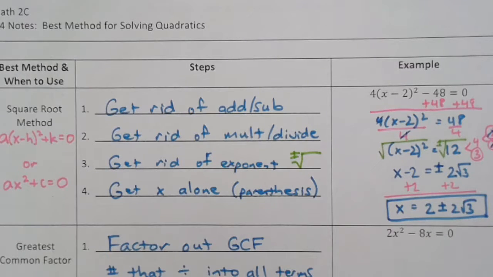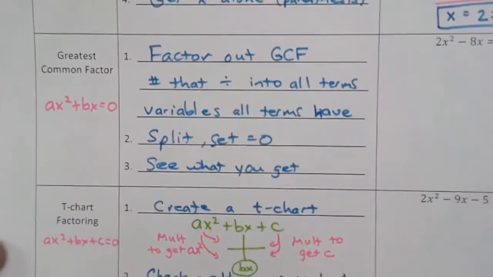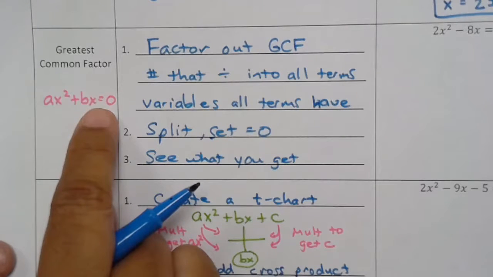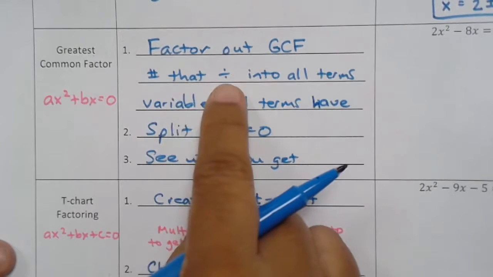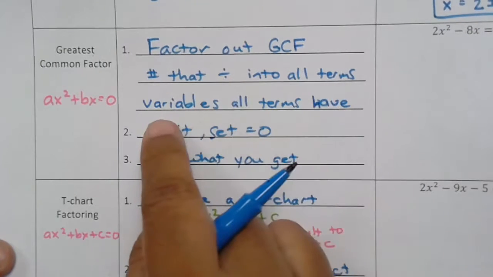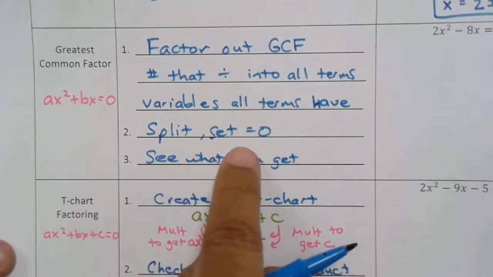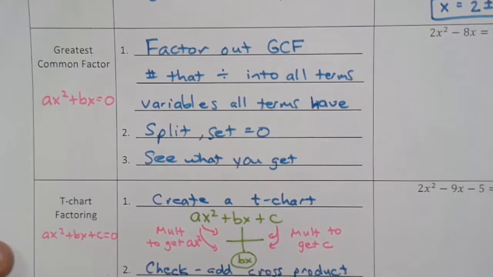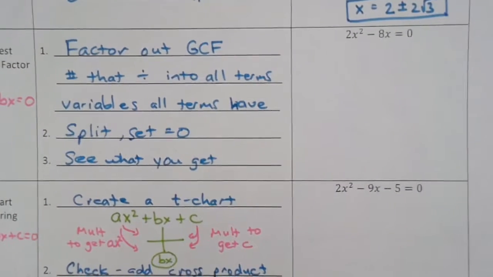All right, greatest common factor. Let's go ahead and take a look at that. Greatest common factor is going to happen when you don't have the c. If c is missing, all we're going to do is factor out the GCF. That means look for any numbers that divide into all terms, any variables that all the terms have, take that out. And then once you have that factored, you're going to split them up, set them equal to 0, and see what you get. Split, set, see what you get. All right, let's see an example of that. Again, don't forget to pause so you can write down all the steps.